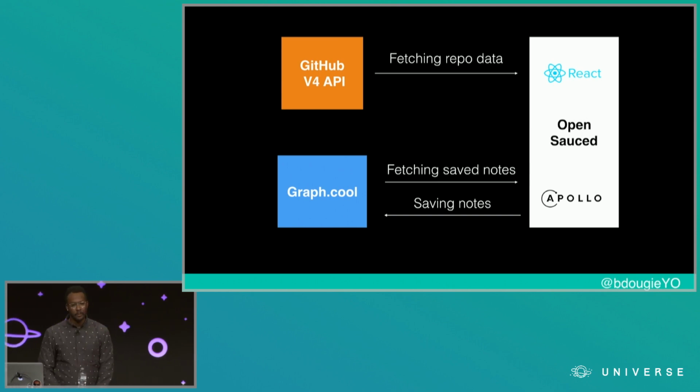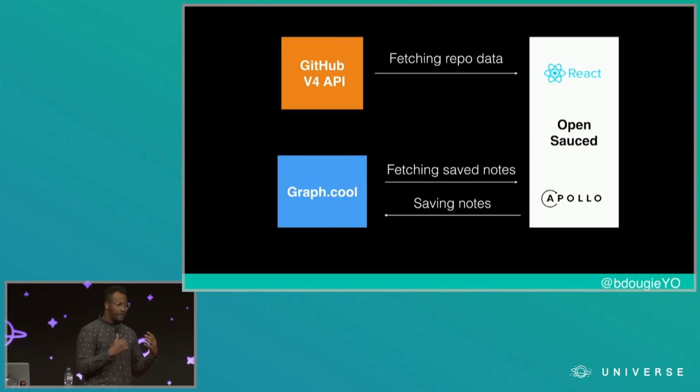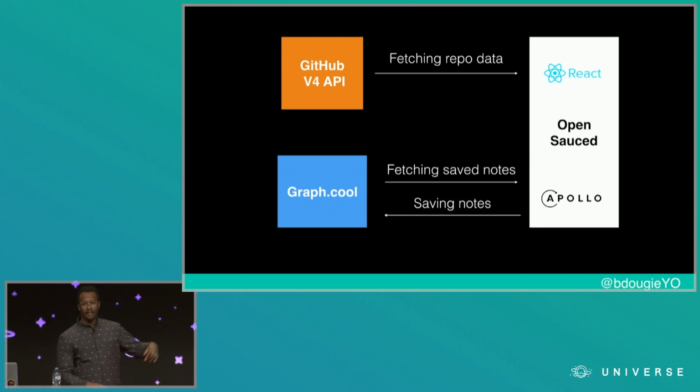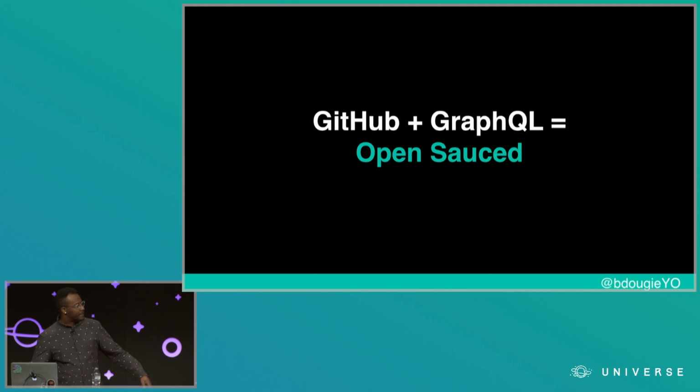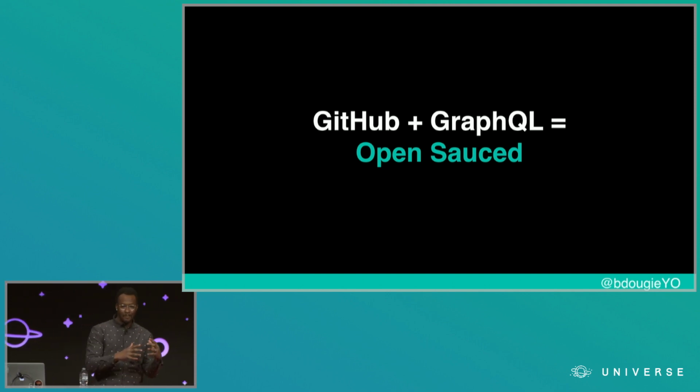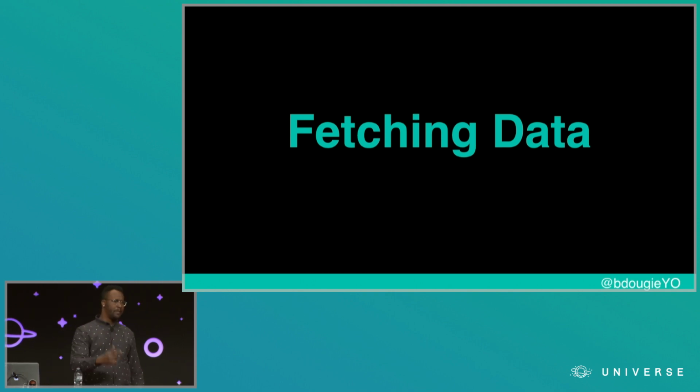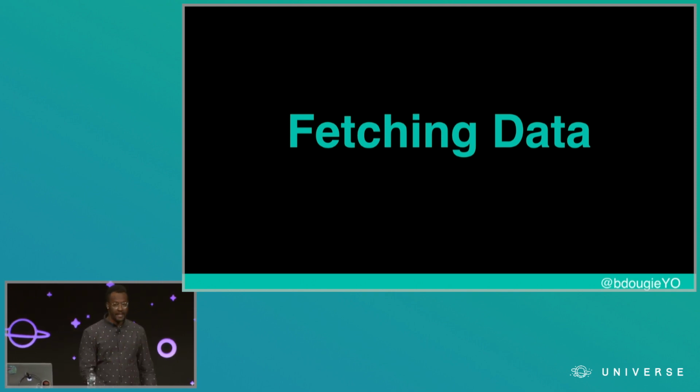I'm also using GraphCool, which started off as a backend as a service, a GraphQL as a service, but I think it's gotten way better than just that. I'm using that to save my note data as well as repository IDs. So I just took GitHub and GraphQL, and I made Open Sourced. In the next few slides, I'm going to show you exactly how I use the GitHub API to get some of these features into my application.